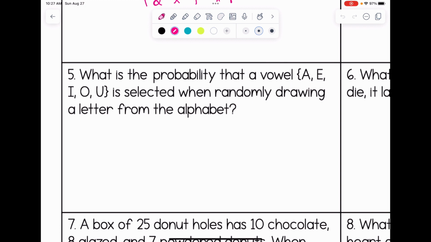Okay, number 5, what is the probability that a vowel, A, E, I, O, U, is selected when randomly drawing a letter from the alphabet? So we want the probability of a vowel, that's the event we're looking for, and it's the number of favorable outcomes divided by the number of possible outcomes. The number of favorable outcomes is how many elements we can select that will actually meet our criteria. Those elements would be A, E, I, O, or U. So there are 5 favorable outcomes, and there are 26 possible outcomes because there are 26 letters in the alphabet. So our probability would be 5 over 26.